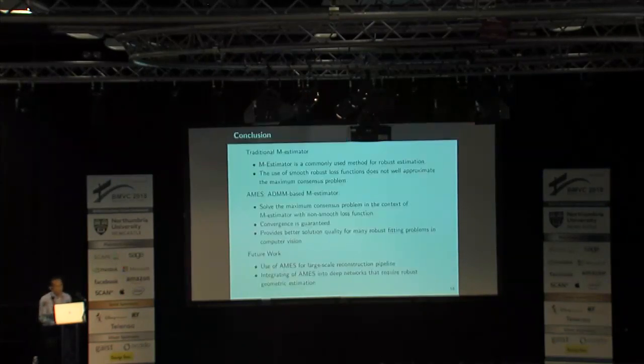So, in conclusion, the traditional M-estimator is a commonly used technique for robust estimation. However, when it comes to maximum consensus, the smooth log function does not approximate the original function of maximum consensus well. Therefore, we introduce AMS, which solves the maximum consensus problem in the context of M-estimator with a non-smooth loss function. Our algorithm converges after a finite number of steps, and this is guaranteed. Finally, we empirically show that our method provides better solution quality for many robust fitting problems in computer vision.